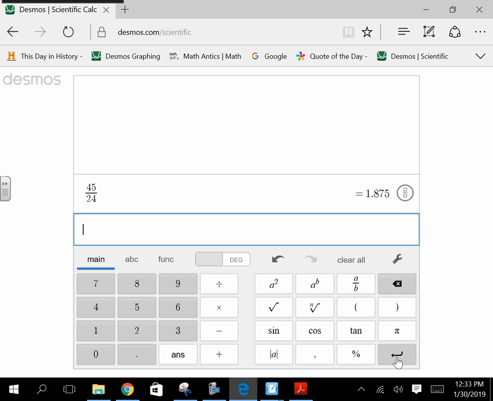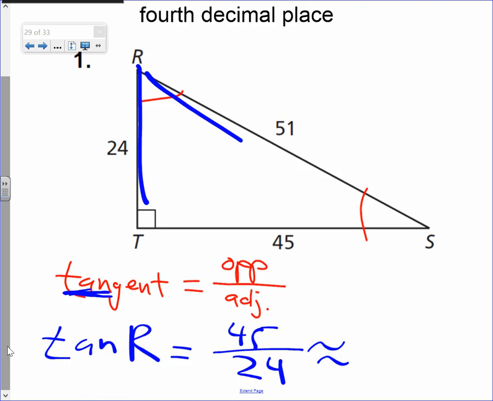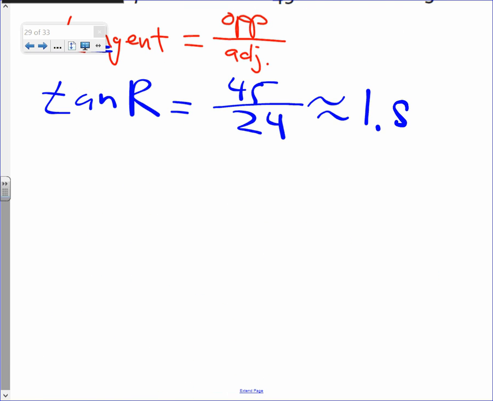It stops. So the ratio is 1.875. Not approximate though. It's actually equals in this case. We don't have to round off. Done.